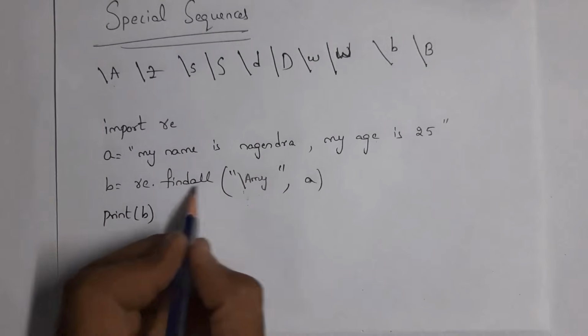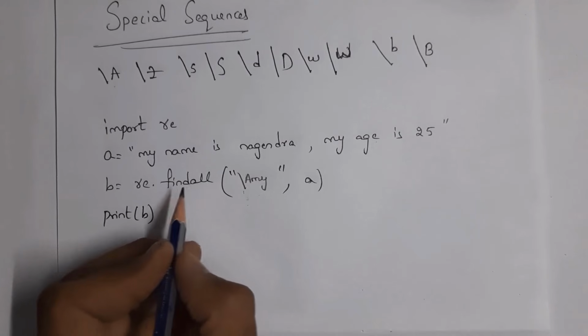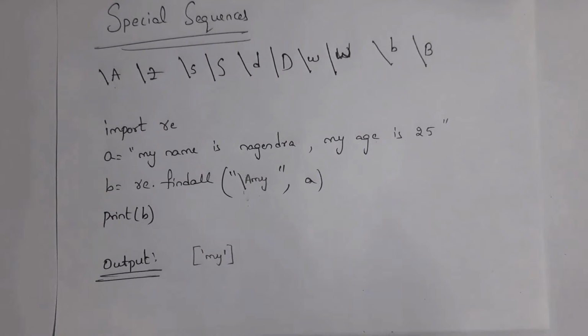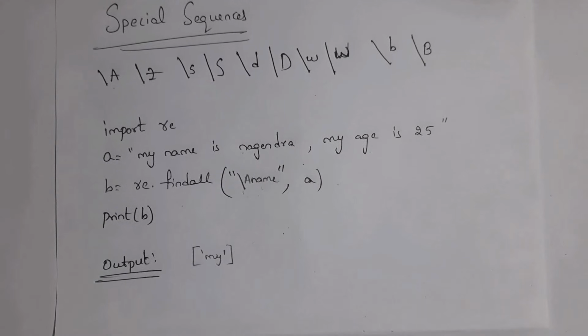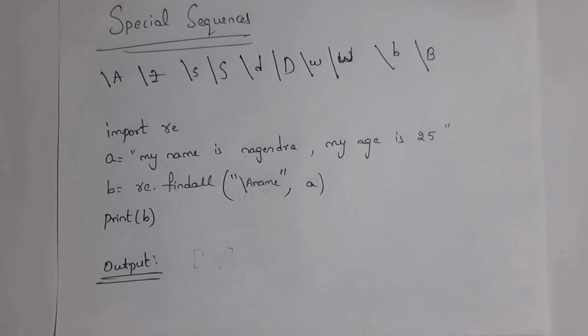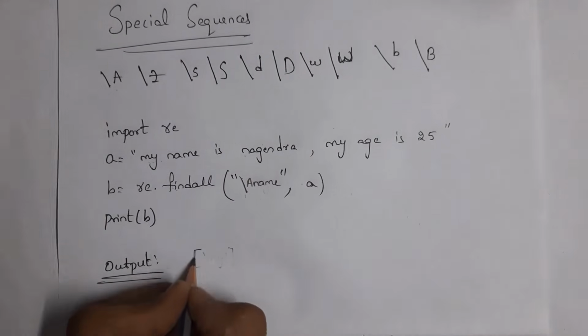As we know, the findall function represents output in the form of a list. So inside square brackets I will get output my in single quotations. This is my output. Backslash A is used to check whether a given character is available at first or not. For example, in place of \A my, if I give \A name, it will check whether name is available at first or not. Here the starting string is my, not name, so you will not get any output. It will represent output in the form of an empty list.